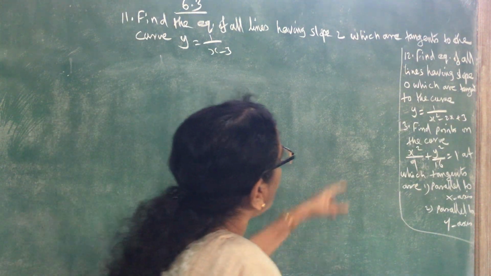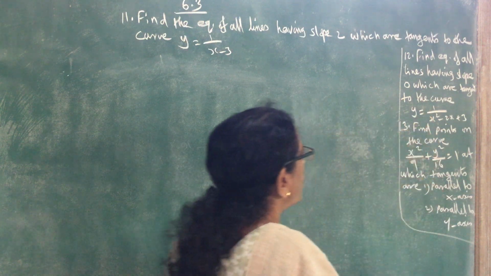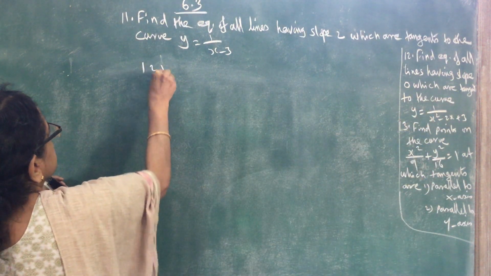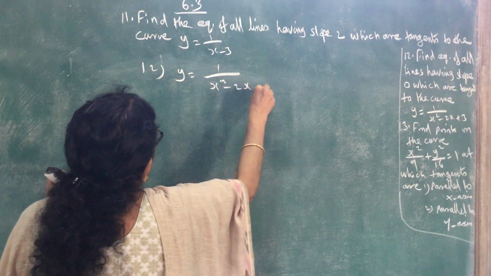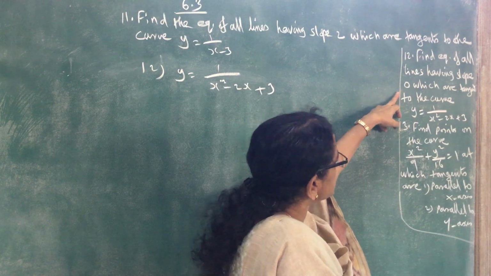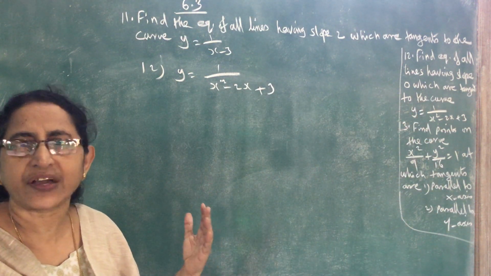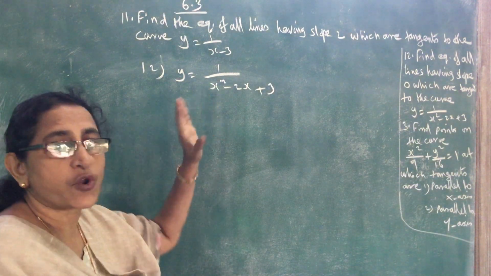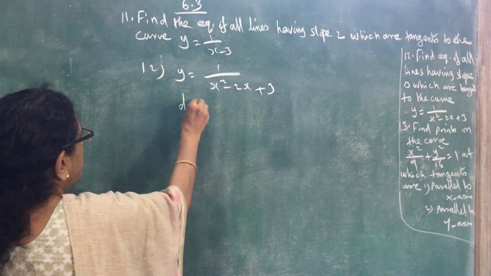Find the equation of all lines having slope 0 which are tangents to the curve y equal to 1 by (x square minus 2x plus 3). So we have to find all lines having slope 0 and tangent to this curve. So the slope of the tangent equals 0. We can find the slope of the tangent using dy by dx. So dy by dx equals 0.